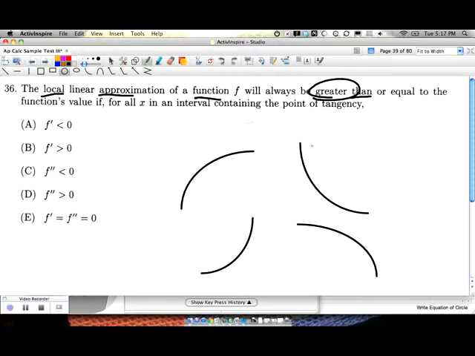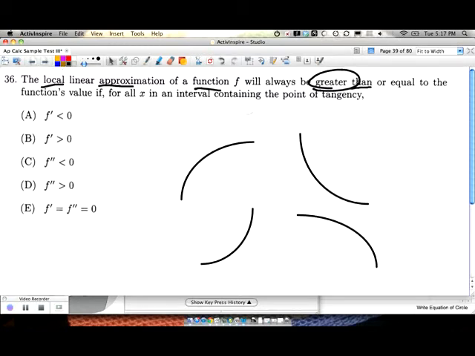Take that one back. Okay, so right here, let's see what's happening. In this one we know that the slope is positive and the concavity is negative. In other words, that's saying that f prime is greater than 0 and f double prime is less than 0. Here we have slope negative, so that means f prime is less than 0, and concavity up, so f double prime is greater than 0.